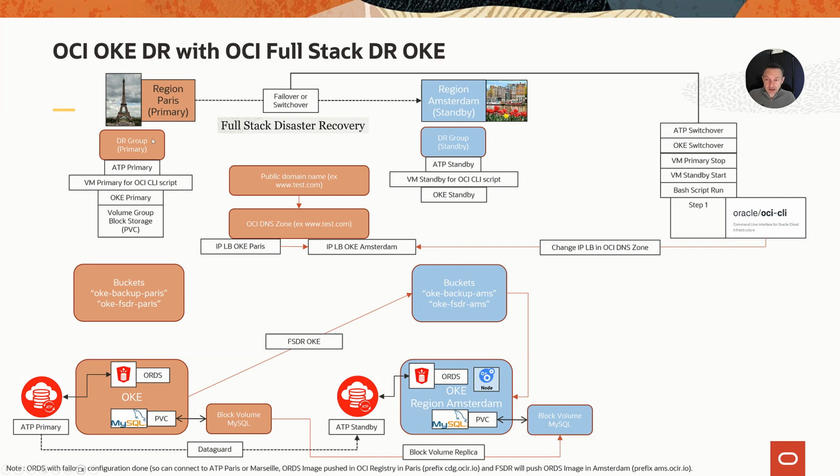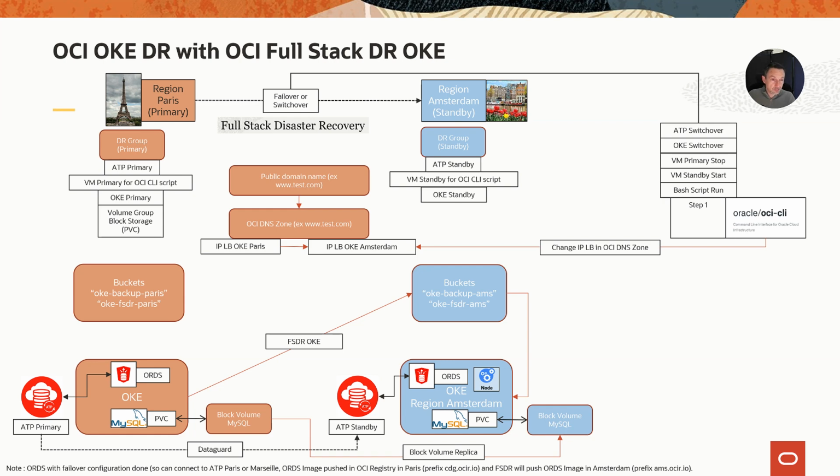As you see, I created a DR group primary with an ATP, the OKE primary, and a volume group of block storage, where you can find all the block volumes used by the PVC in OKE. And I have a DR group in Amsterdam with the ATP standby and OKE standby. You can see I have a VM here, primary, because I want to be able to run a script during the full stack DR failover or switchover.